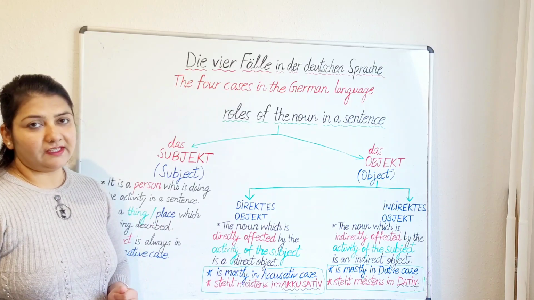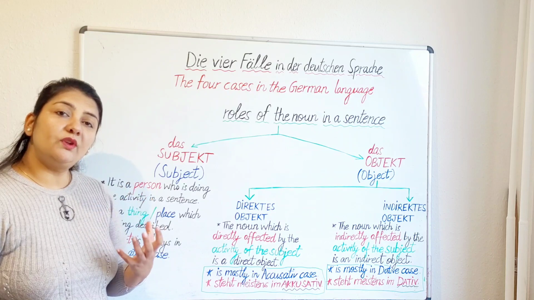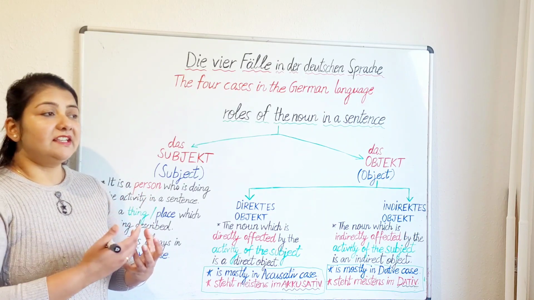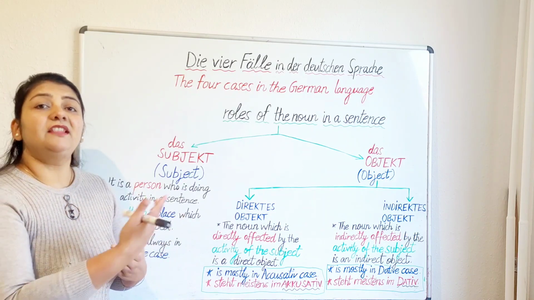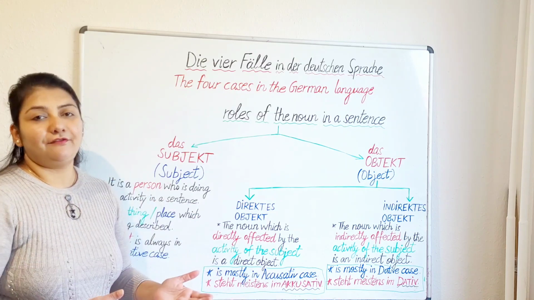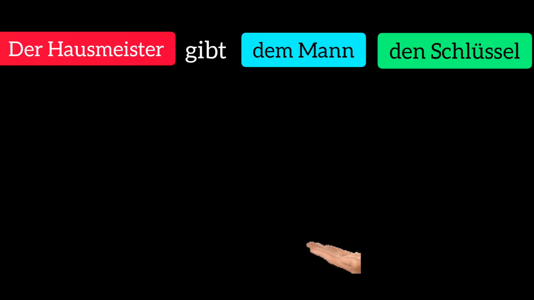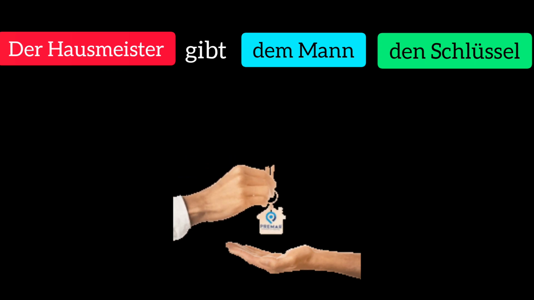Now, what is the difference? Whenever the subject or the person is doing an activity, there's a noun or another person or a thing which is being directly affected by that activity. For example, Der Hausmeister gibt dem Mann den Schlüssel.